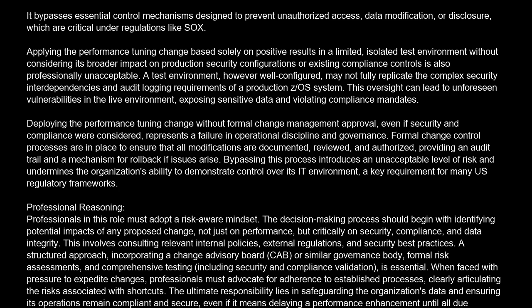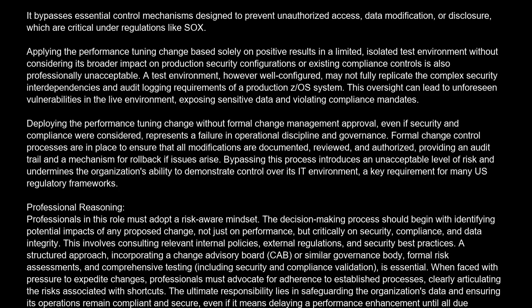regulatory frameworks. Professional reasoning. Professionals in this role must adopt a risk-aware mindset. The decision-making process should begin with identifying potential impacts of any proposed change, not just on performance, but critically on security, compliance, and data integrity. This involves consulting relevant internal policies, external regulations, and security best practices. A structured approach, incorporating a change advisory board (CAB) or similar governance body, formal risk assessments, and comprehensive testing, including security and compliance validation, is essential.